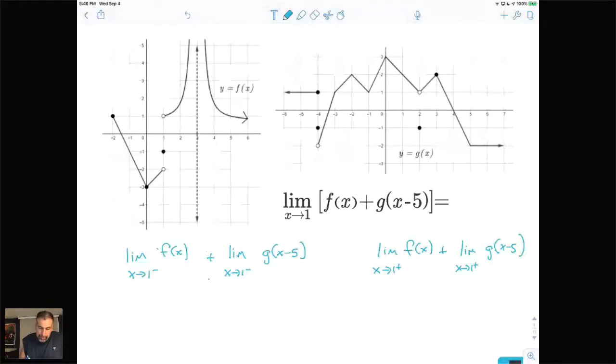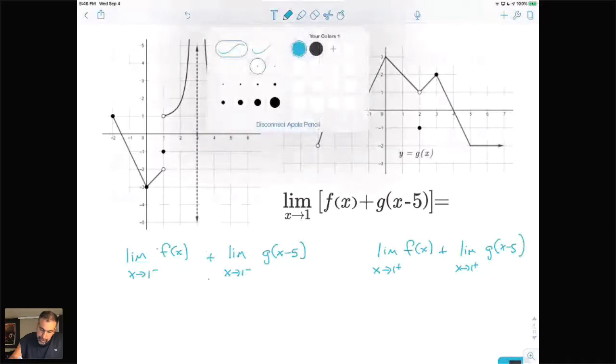F of x, as x approaches 1 from the left, we're going to get on this graph right here. And again, I'm just going to do this real quick because I find it very helpful.